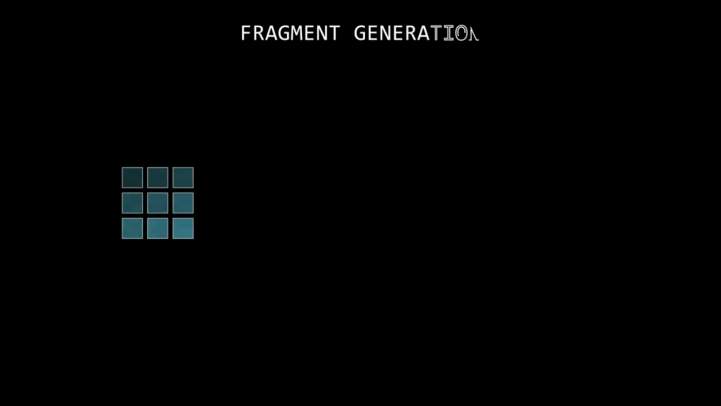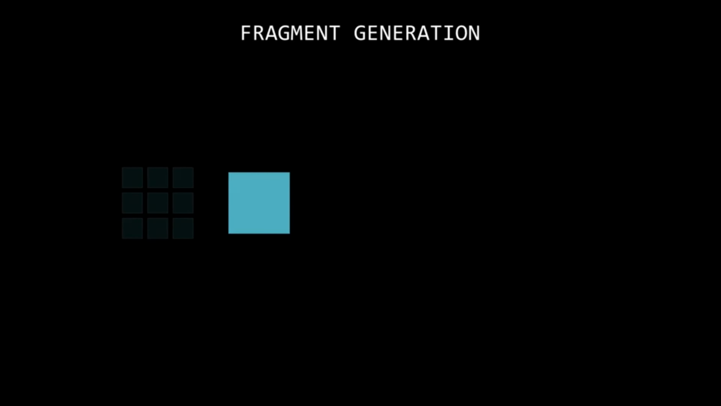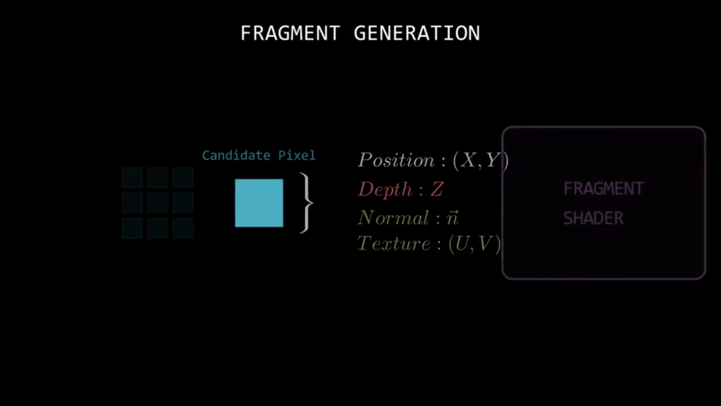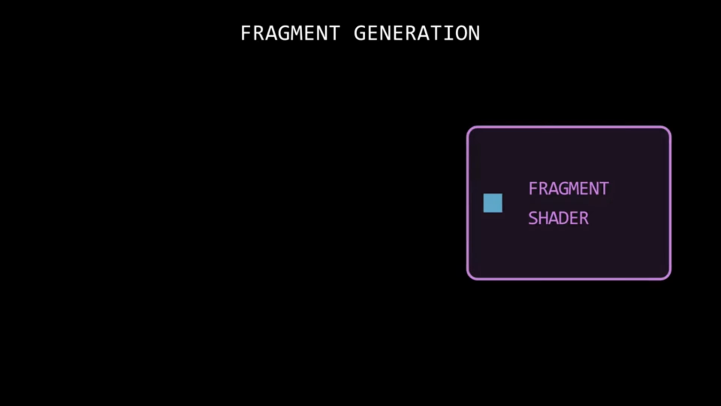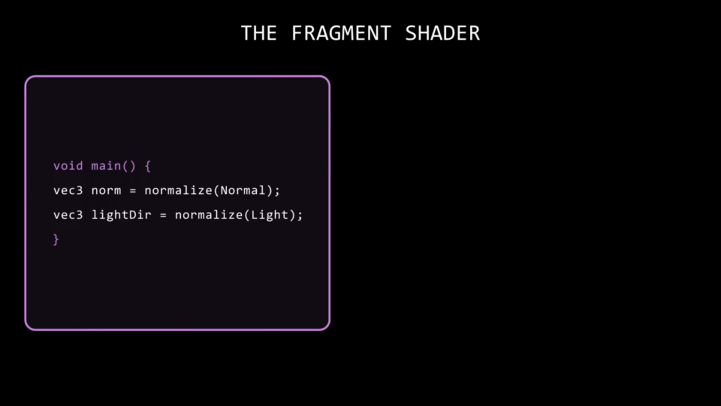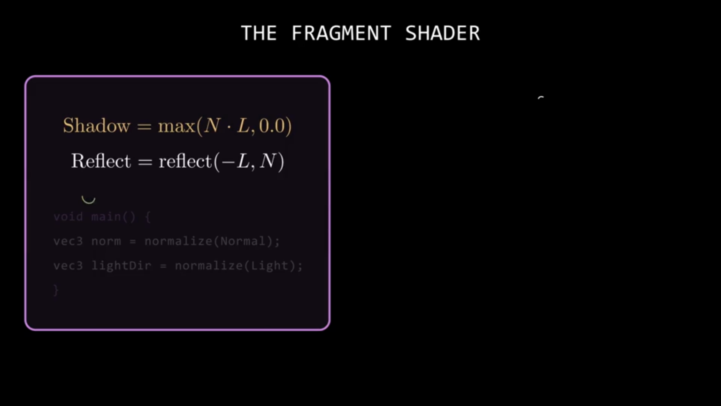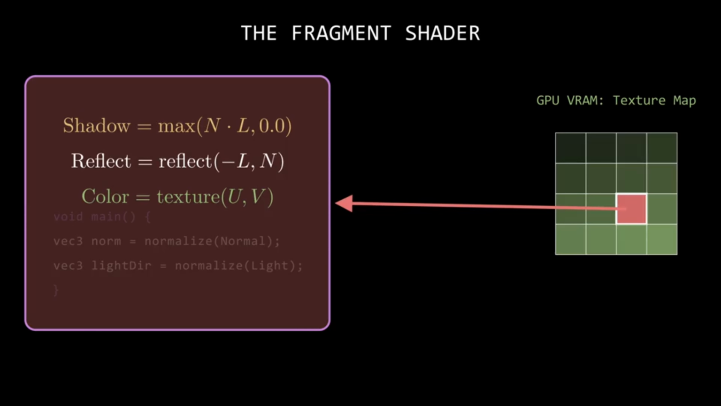For every covered pixel, we generate a fragment. A fragment is a candidate pixel. It has a position, a depth, and it's waiting for the most complex part of the journey, the fragment shader. The fragment shader is where the visible magic happens. This is a program you wrote to determine color. It's calculating shadows, reflections, and sampling textures from the GPU memory.